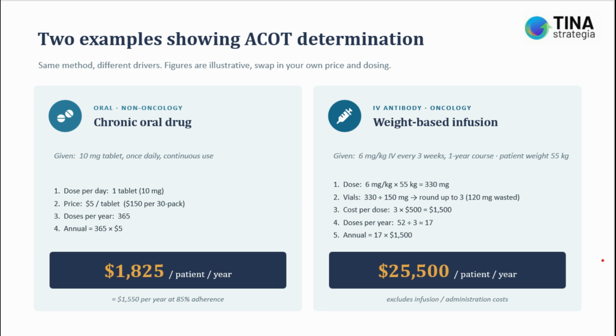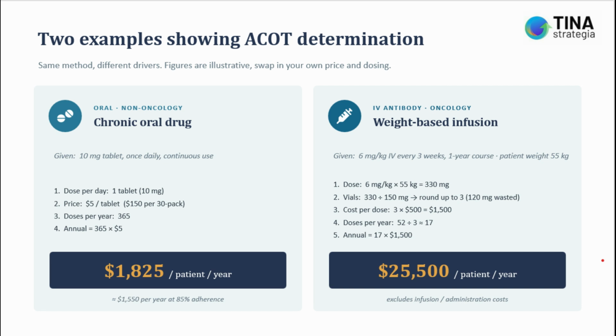Step 3, cost per dose. 3 vials times $500 a vial is $1,500. Step 4, doses per year. 1 every 3 weeks, so 52 weeks divided by 3 is about 17 doses. And 17 doses times $1,500 gives us roughly $25,500 per patient per year.